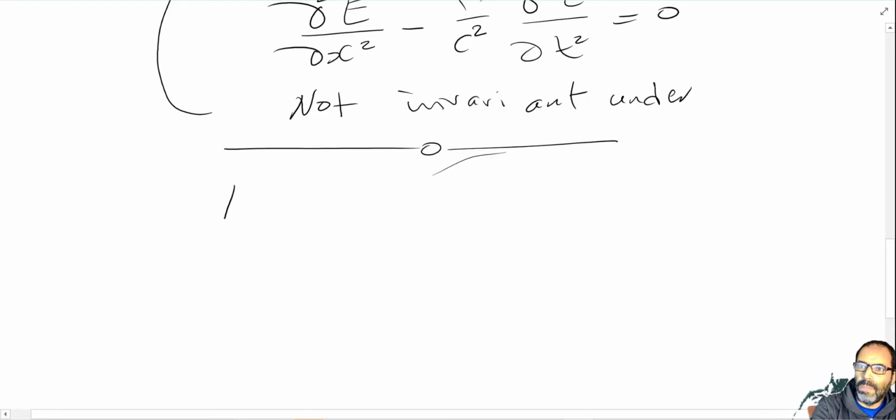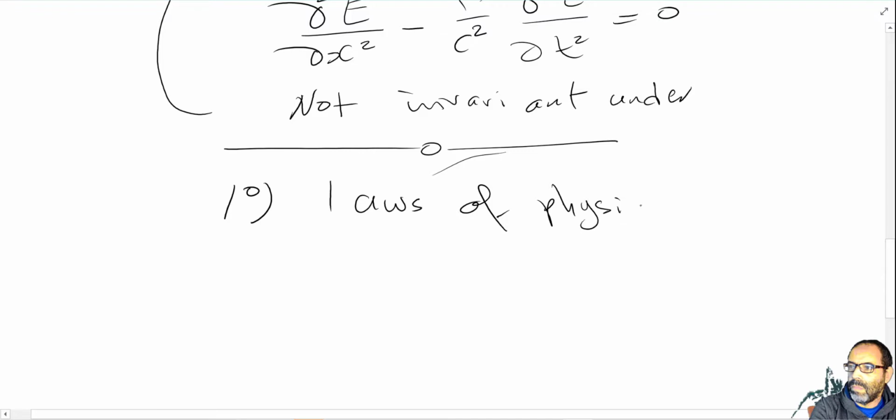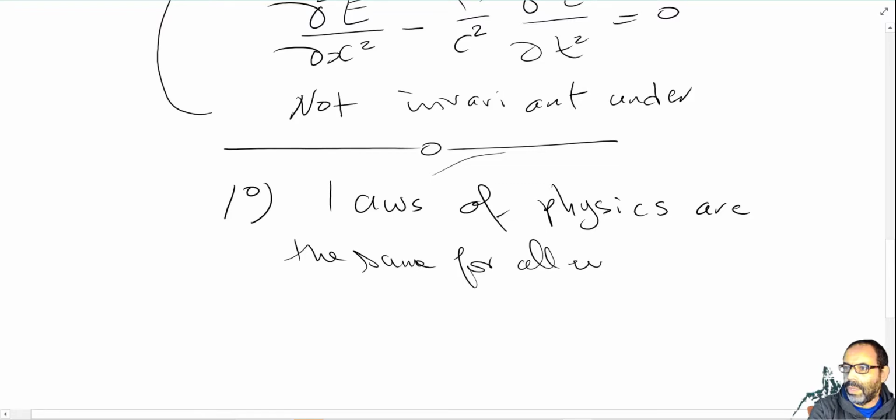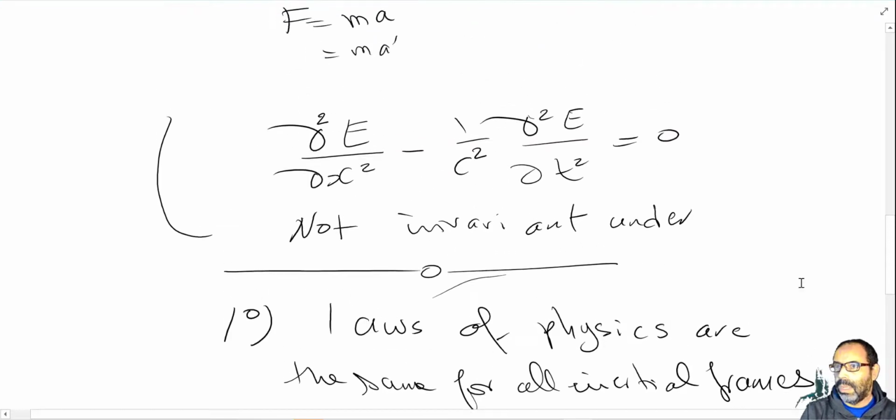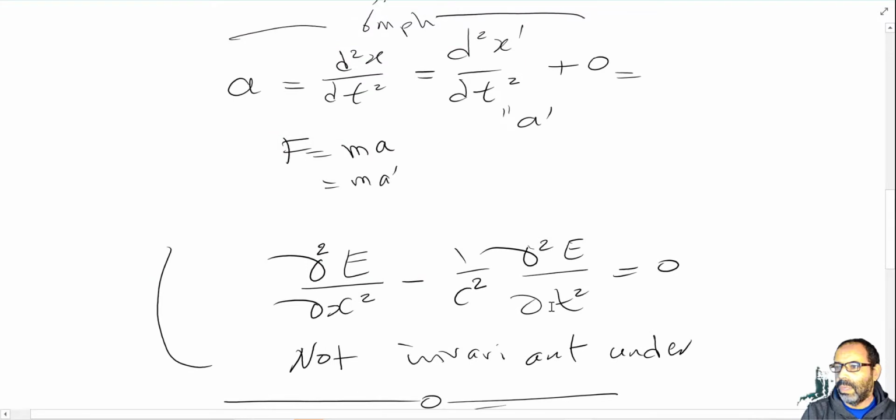First of all, the laws of physics are the same for all inertial frames. In other words, if Mr.